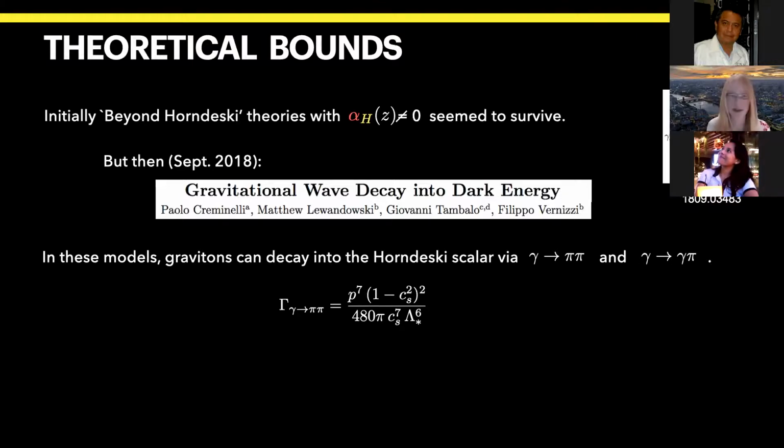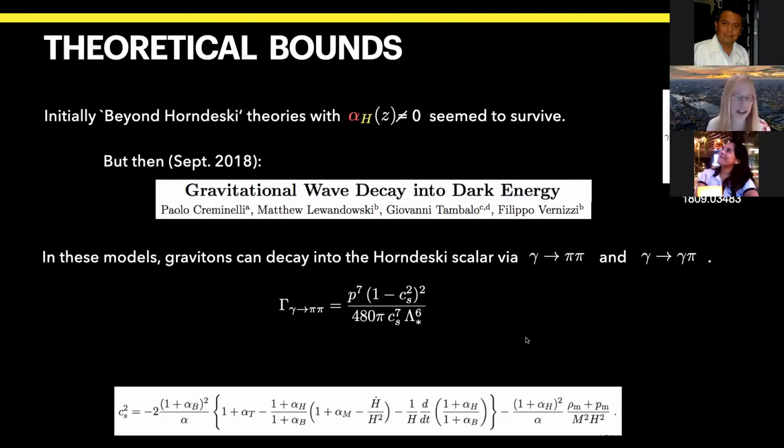So P here is some momentum, lambda star is an energy scale. And the thing that I wanted to show you was this object c_s squared, which is the speed of sound or speed of propagation of the Horndeski scalar field. Okay, and you can work out what it is in Horndeski gravity, and it's some big messy expression containing all the alphas, alpha T, alpha B, alpha M, and we don't have to worry about the form here.